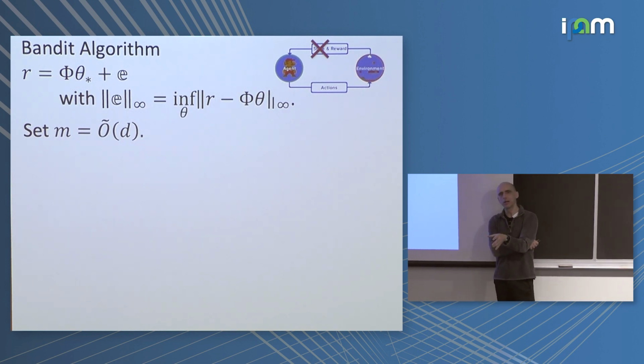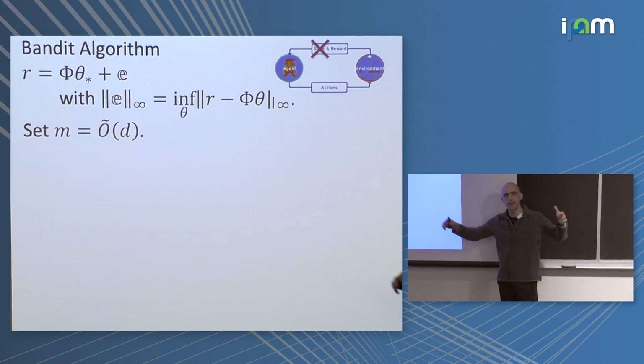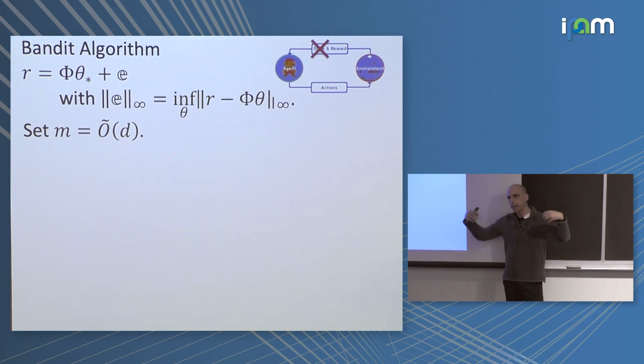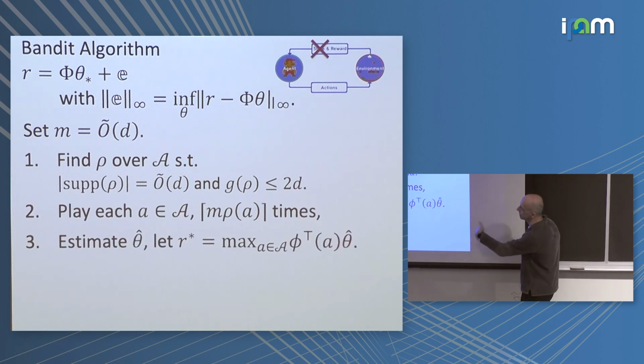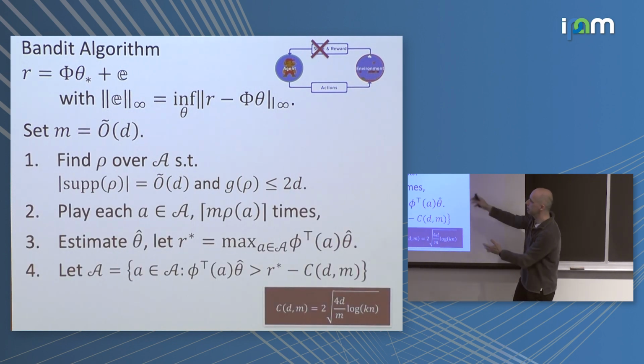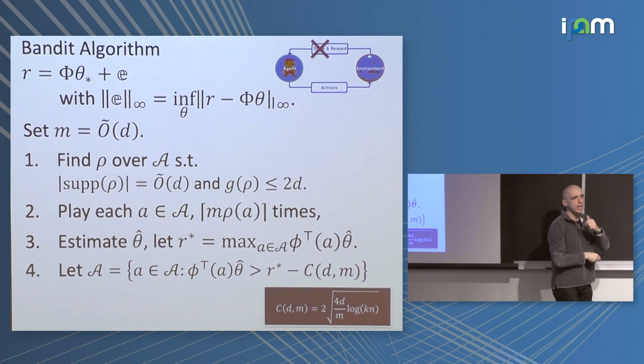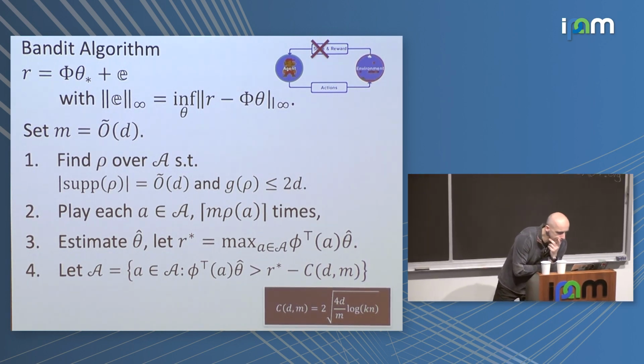In a nutshell, the way the algorithm is going to work is that it starts with the action set. It runs optimal design to figure out where to query, to maximize information. Then it queries. It does this multiple times to reduce noise. Once noise is reduced to a certain level, it will eliminate the actions which are clearly suboptimal. And it runs optimal design for the remaining actions to maximize information again. And what you can show is that you can choose the parameters in such a way that you can keep the regret small.